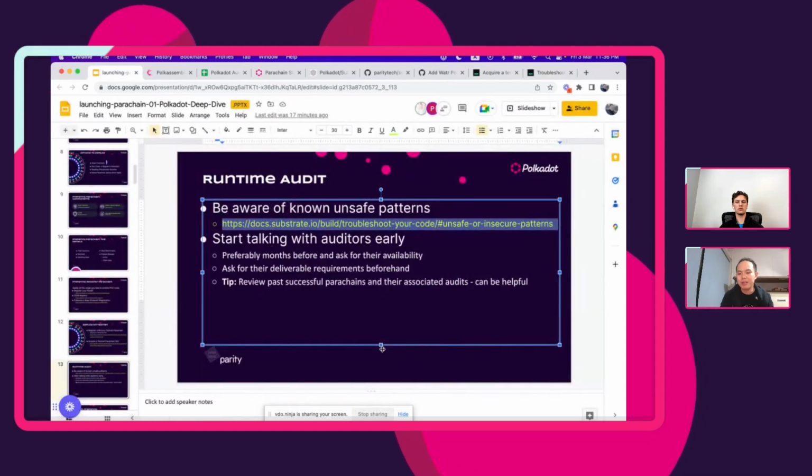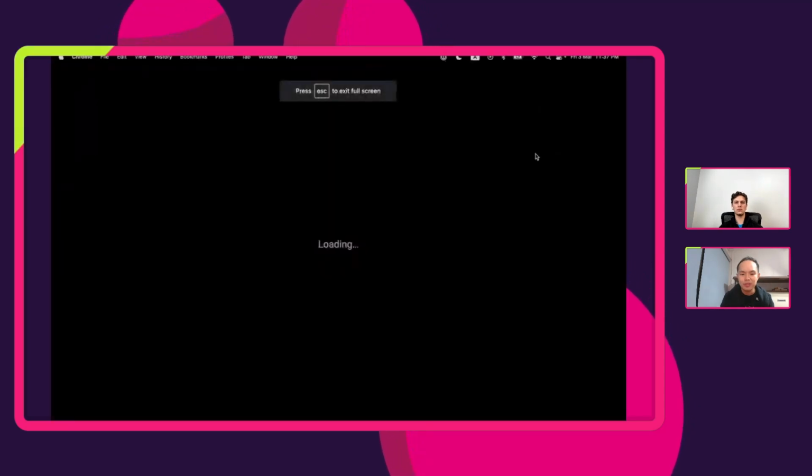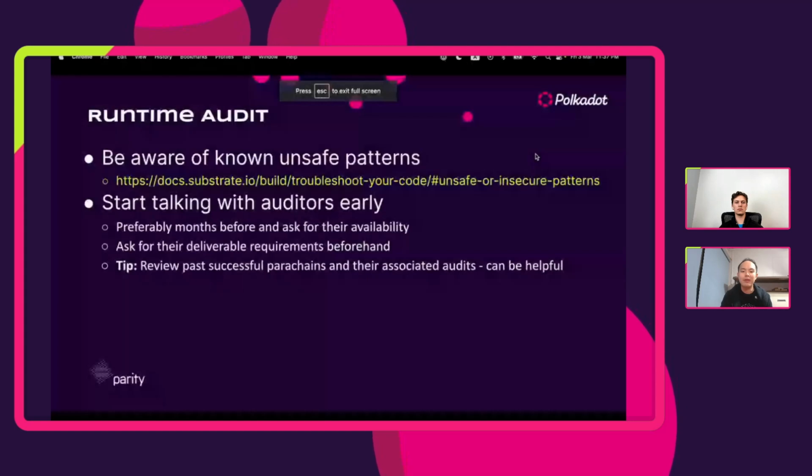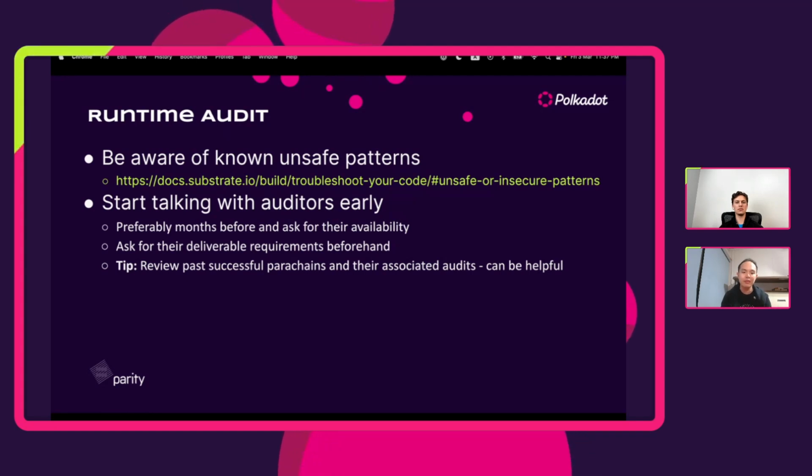But yes, with that in mind, then you would go and ensure that you are talking to auditors early. Now, there's a tendency to give this an afterthought as you're building, especially when you're in your prototype phase. But really try to do it, especially in times where things can get a little bit busy for auditors, preferably months before, and asking for availabilities.